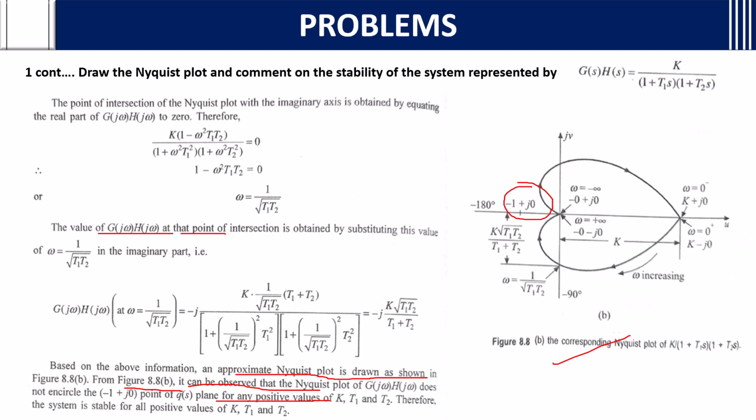So, the system is what? Stable. Here, if you see, minus 0 plus j0 is present, and this is the omega value where it is touching, and this is the value you got for G(j omega) H(j omega). As it is not touching minus 1 plus j0, what it means is that as omega is increasing, even for positive values of K, T1, T2, the system is stable for all positive values of K, T1 and T2.